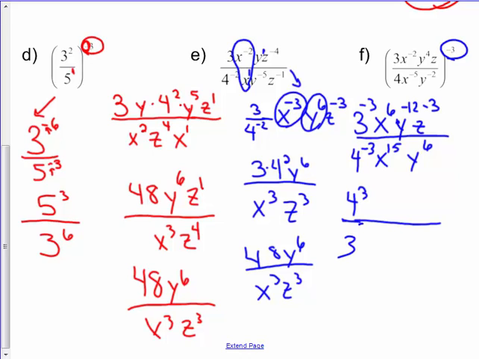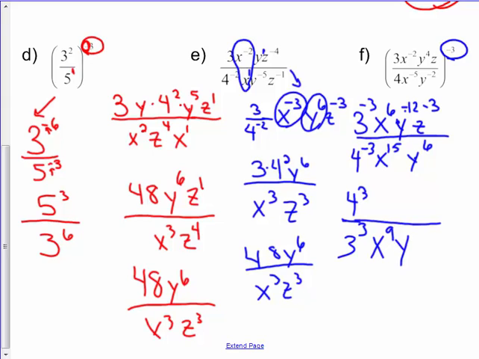And then if I look at my y's, well, I have y to the negative 12. That's going to move it to the bottom. So how many do I really have on the bottom then? If I have 12 on the bottom and I have 6 on the bottom, the y's, I'm going to have y to the 18th.